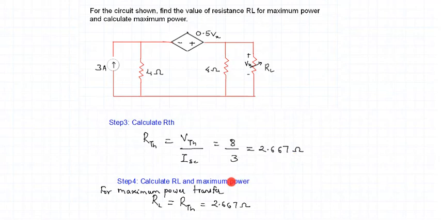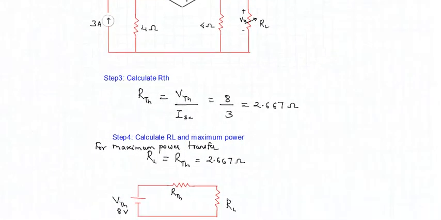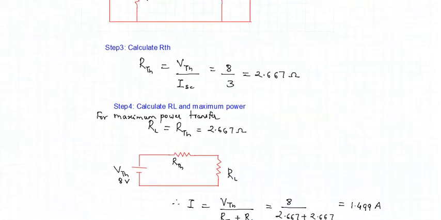Step number 4 is to now calculate the load resistance to achieve maximum power transfer. We know according to the maximum power transfer theorem, maximum power is transferred when source resistance is equal to load resistance. So when RL is equal to RTH, we say that there could be maximum power transfer. So RL turns out to be 2.66 ohms.